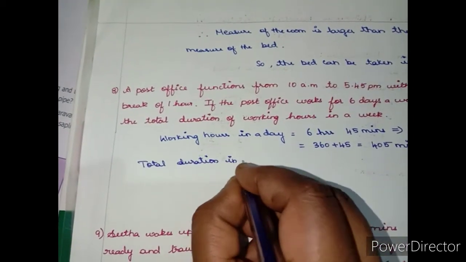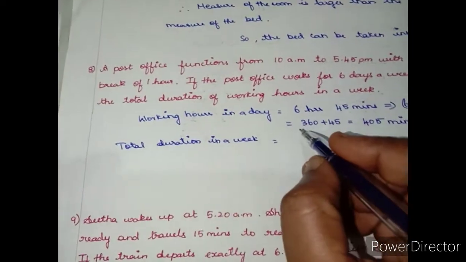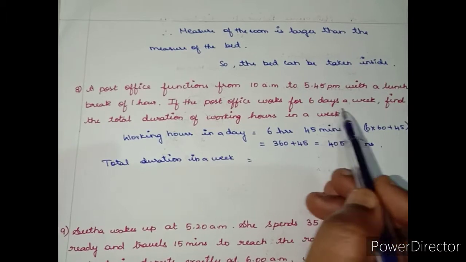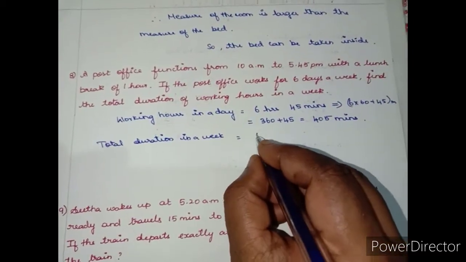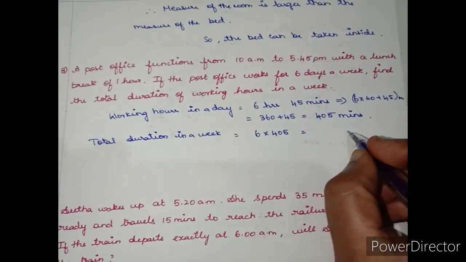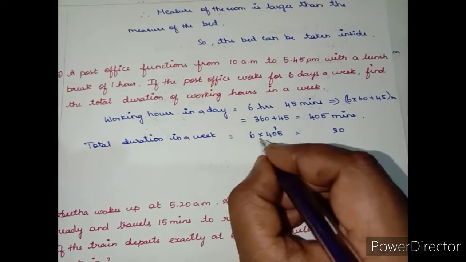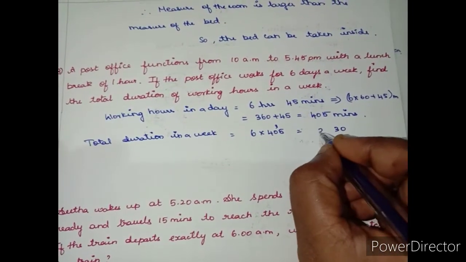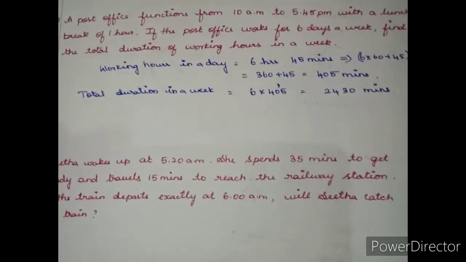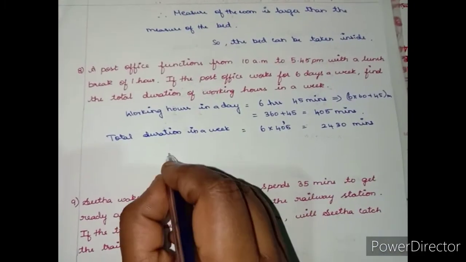In a week we have 7 days. But they are working only for 6 days a week. So 6 into 405. 5 6 are 30, 0, 3, 0, 3, 4 6 are 24. So 2430 minutes. So we have to convert this into hours.